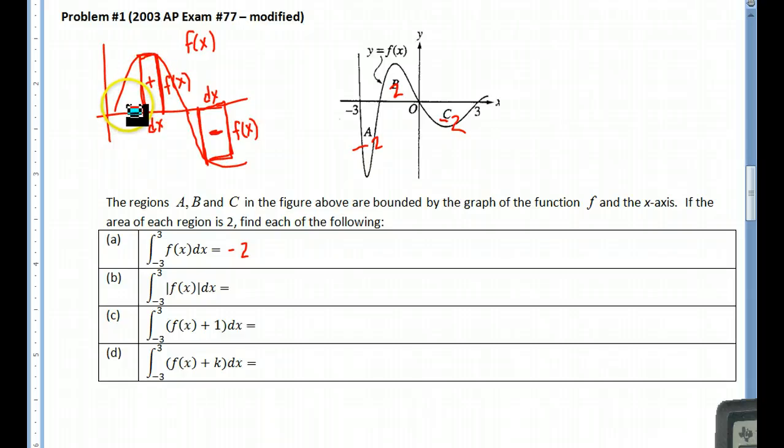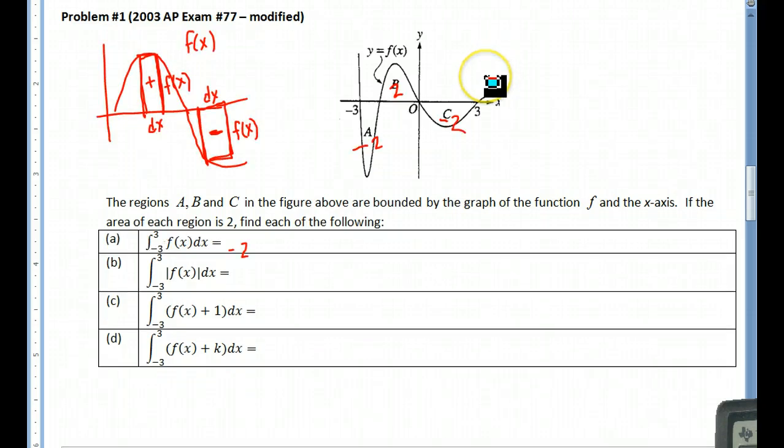Do you remember in physics when we talked about positive velocity and negative velocity? Positive velocity, you go one direction. What does negative velocity do? You go the opposite direction. And so you undo any movement that you went in the positive direction.